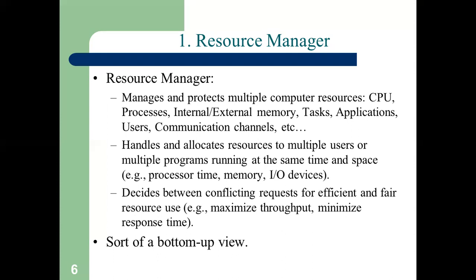The second one is that it handles and allocates resources to multiple users or multiple programs running at the same time and space. So another control, or we can say a manager, it also handles and allocates resources to multiple users. So it allocates the CPU if the CPU is free. We are running several programs, and we will check whether the main memory is free or not. So one of our programs will go there.